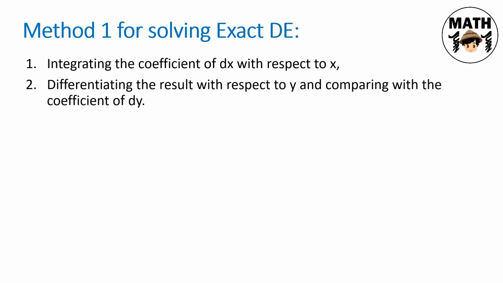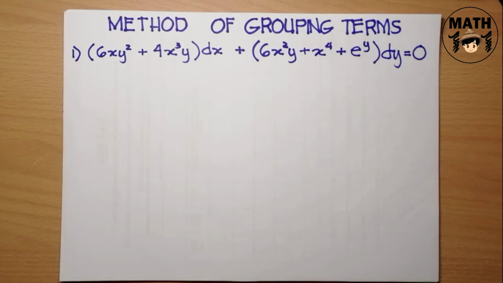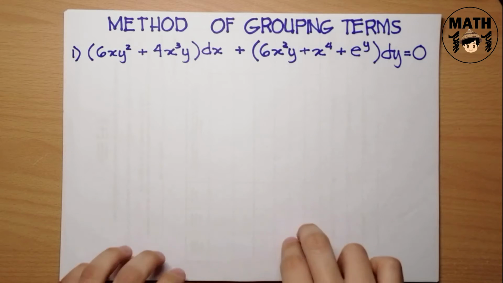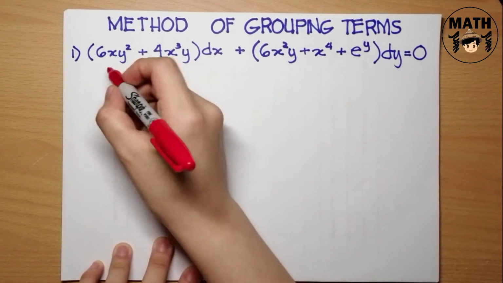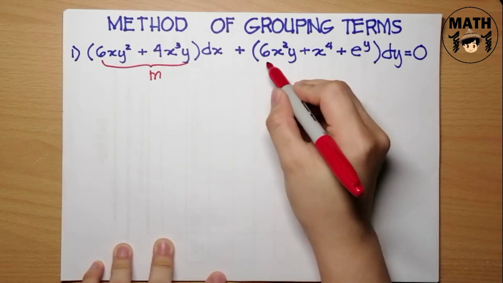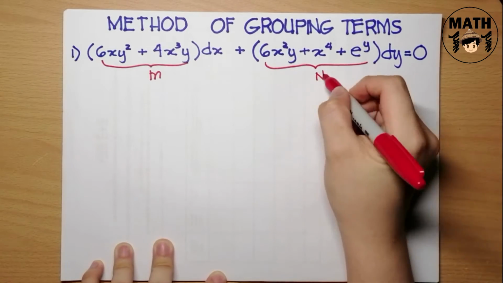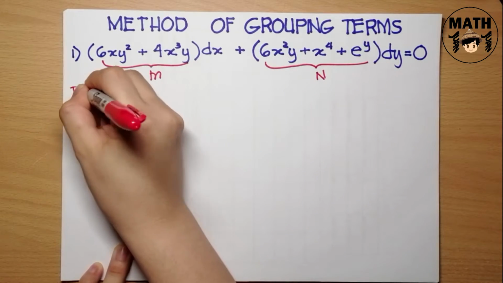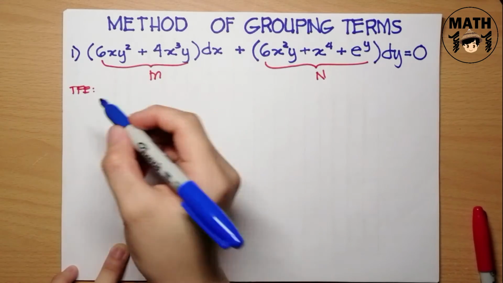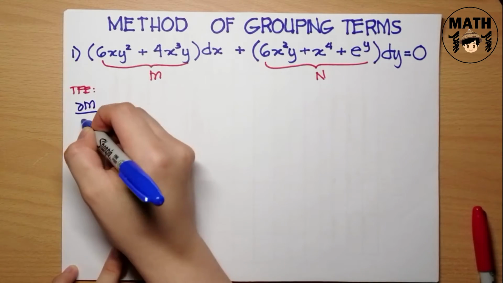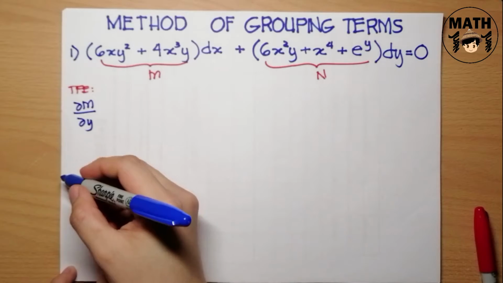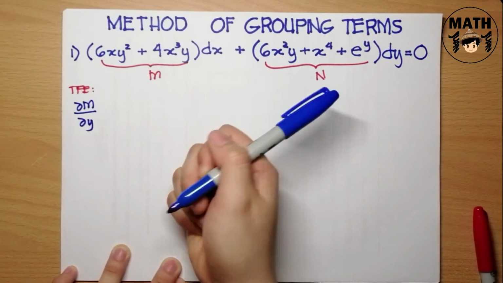Let us solve some examples to see how this method works. This is our problem number 1. Before we can apply the method of grouping terms, let us first check kung siya ba ay exact. This is of the form M dx plus N dy. To check kung siya ay exact, dapat ma-meet niya yung condition for exactness that the partial derivative of M with respect to y should be equal with the partial derivative of N with respect to x.